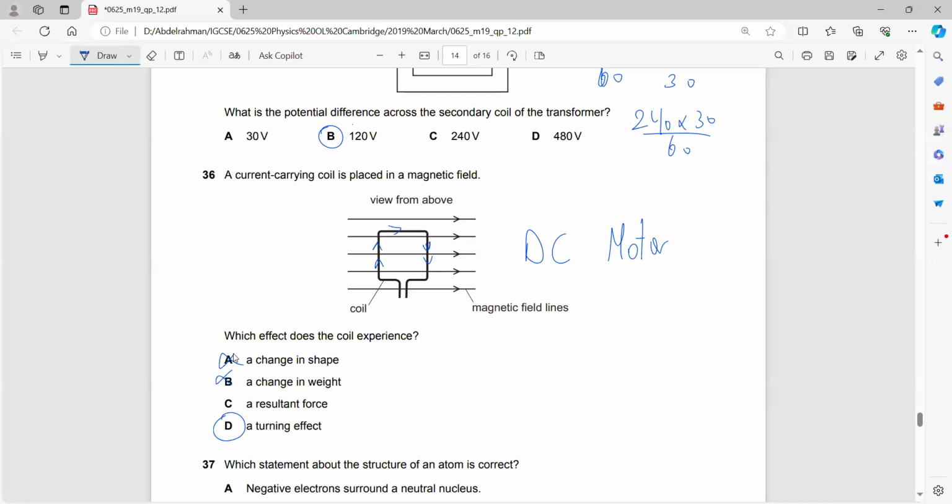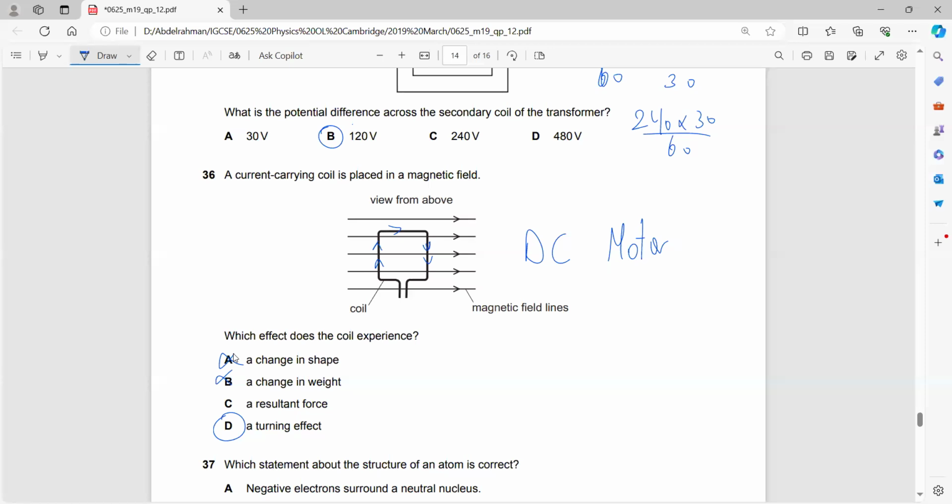Okay, then you could say it would experience a resultant force. But since it's a coil, what will happen to this coil? It will keep on rotating in one direction, such as the fan. Okay, we all have electric fans. These fans are DC motors. They use the current inside the coil to keep on rotating in one direction.